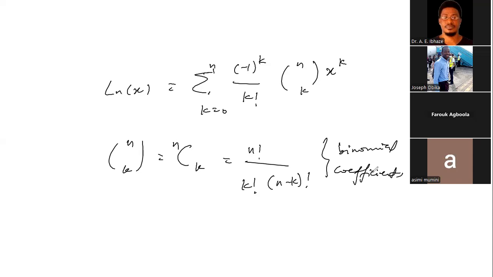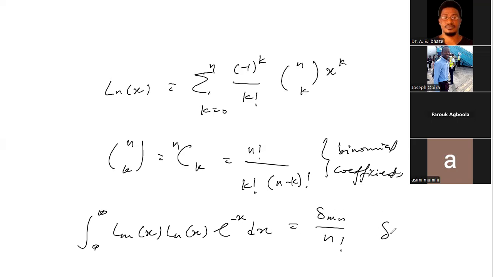And then the Laguerre polynomial literally satisfies an orthogonality condition. Now we have to integrate from 0 to infinity, Lm of x, Ln of x times the weight function, which ensures orthogonality within the infinite domain. The e to the minus x dx will be the same as the Kronecker delta over n factorial, where delta mn is the Kronecker delta function. Okay.